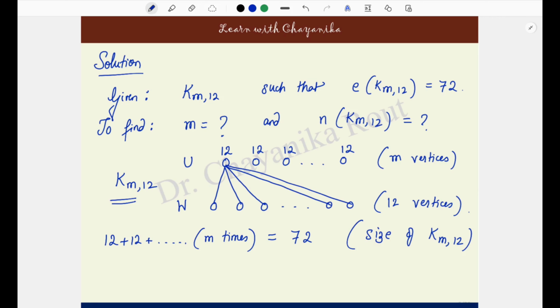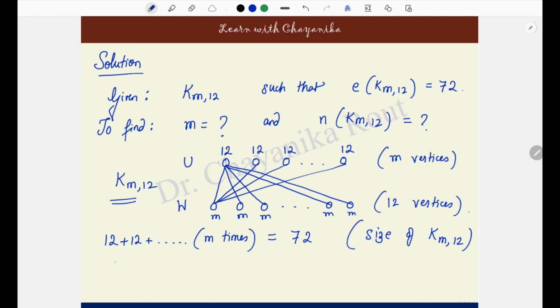For any bipartite graph, the size can be determined by summing up the degrees of all the vertices in any one of the two partite sets. The same thing we could have done with respect to W also. In W, every vertex has degree equal to m, because every vertex of W is adjacent to all the m vertices in the other partite set U. So every vertex in W has the degree m. If we take the sum of the degrees of all these 12 vertices, we have m plus m plus m up to 12 times. That is the sum of degrees of all the vertices in the partite set W, and that will also give us the same size of the graph.